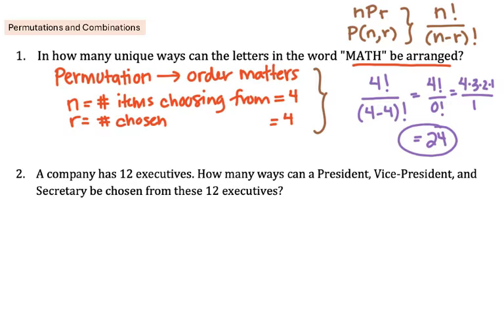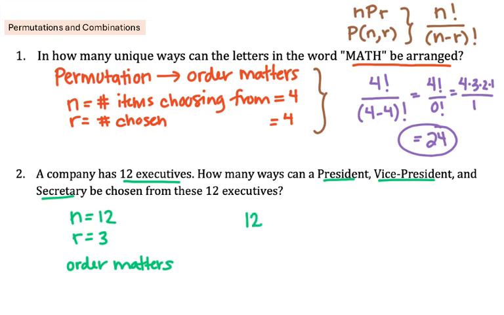Okay, let's look at the next question. There's 12 executives, so that's going to be the number of items we are choosing from. So we can choose any of those 12, and we're trying to decide who's going to be president, vice president, and secretary. So it seems like we're choosing 3 of the 12, and order does matter. Why? Because if I choose 3 people, we can arrange them all differently, who's president, vice president, or secretary. So the order in which we choose them or the label that we put on them matters. So again, this is a permutation.